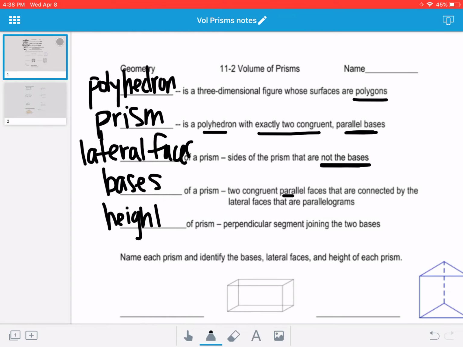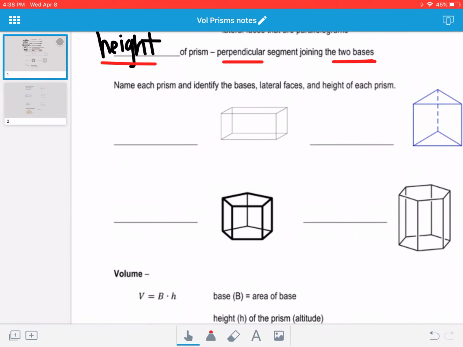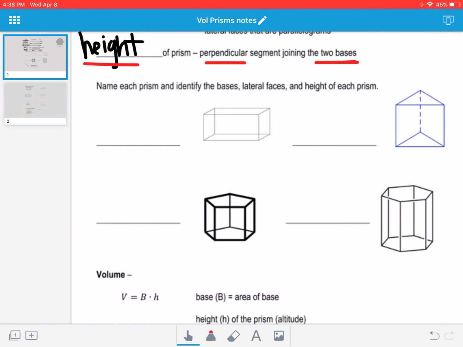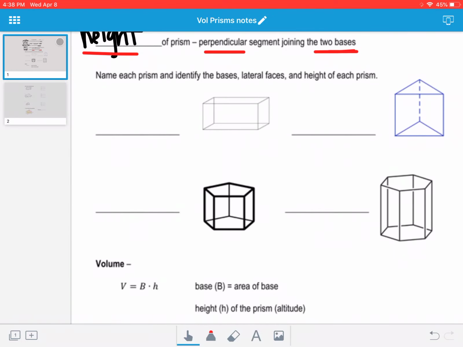Remember back in polygons last chapter, the height and the base always had to be perpendicular to each other. Same thing with solids. The height is always going to be perpendicular to the two bases, so don't forget that. Here we're going to practice naming the prism, identifying the bases, the lateral faces, and the height of each prism.